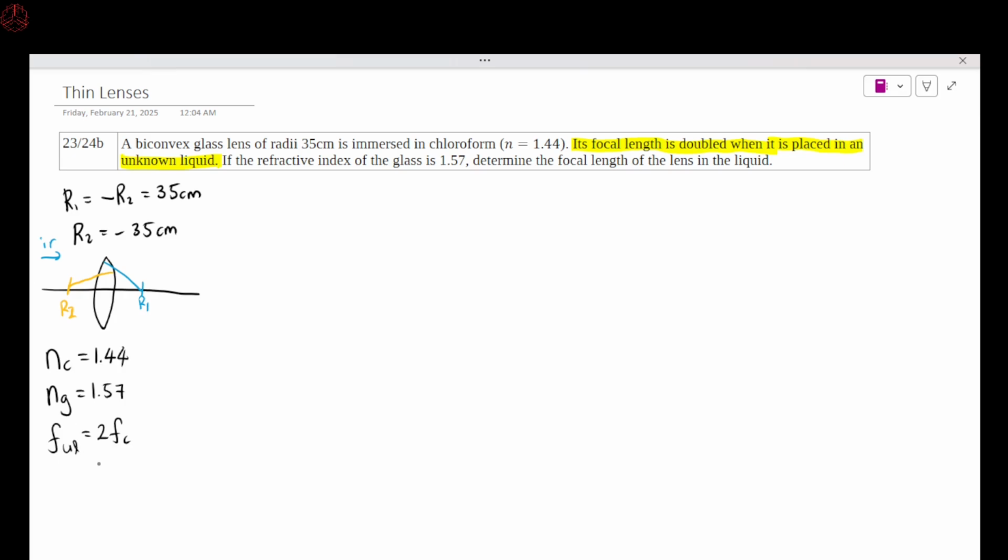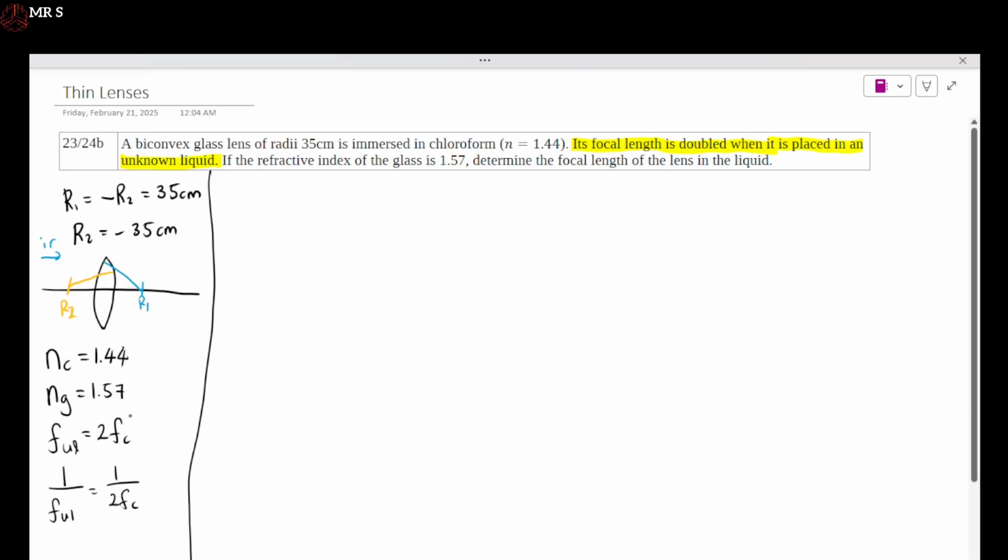That means 2 times the focal length in chloroform is equal to the focal length in unknown liquid. Having a bit of foresight, what I'm going to do is take the inverse of both of these. That means that I will have 1 over FUL is equal to 1 over 2 FC. Okay, so that whatever I calculate for FC, I can just take half of it.